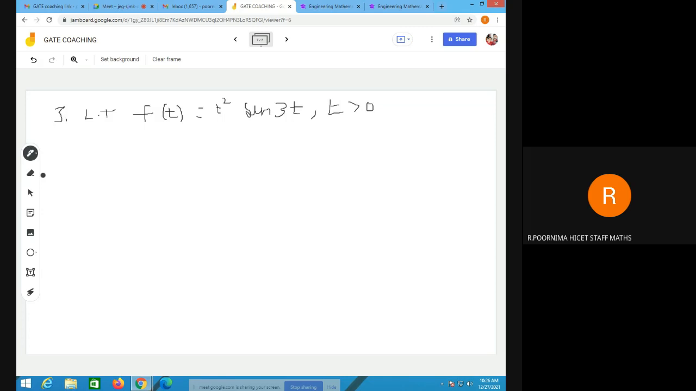S square minus 2s plus 9 by s square plus 9 the whole square, this is the first choice. Similarly 18 into s square minus 3 by s square plus 9 the whole square, this is the B choice. And the C choice is minus of s square minus 2s plus 9 by s square plus 9 the whole cube. The D choice is 6 into s square minus 2s plus 9 divided by s square plus 9 the whole cube. Now we are going to find the solution for this one.